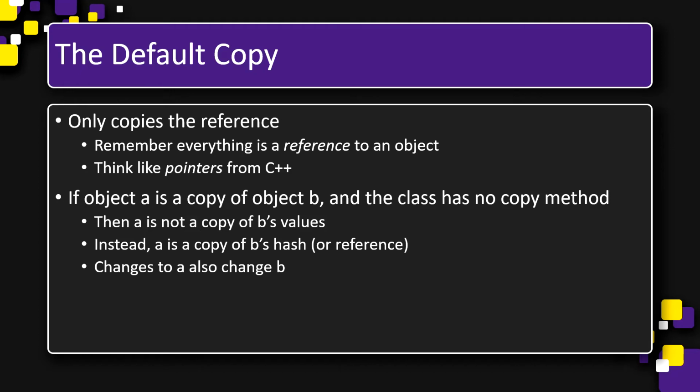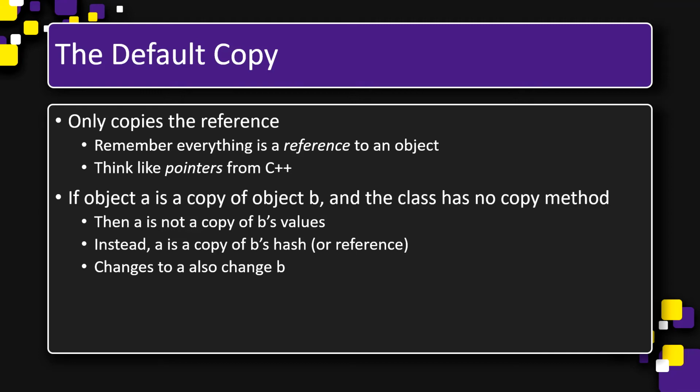So remember, everything is a reference to an object, and think a little bit about how you used pointers in C++, right? The variable names that we have for objects are essentially just a pointer to a reference location that has the values of the object. We're not pointing to an individual set of values, we're pointing to a memory location.